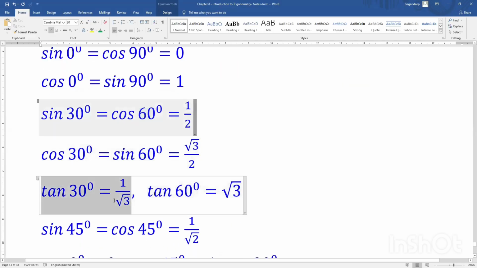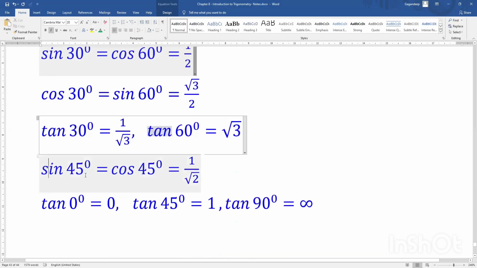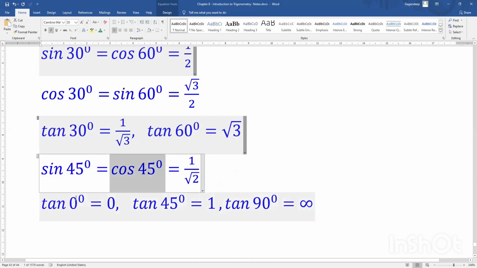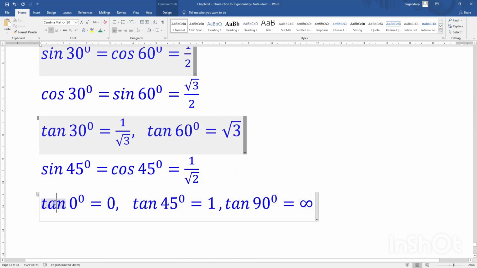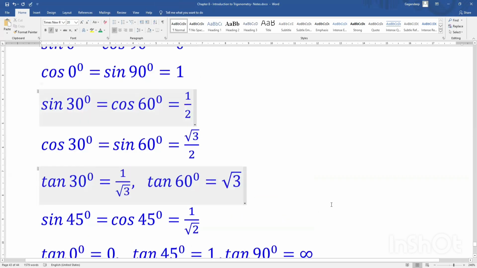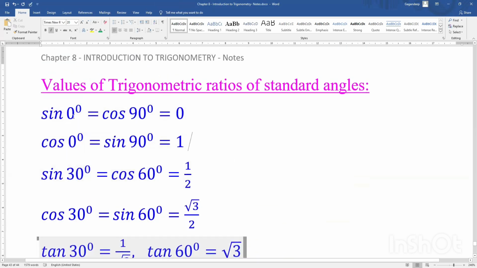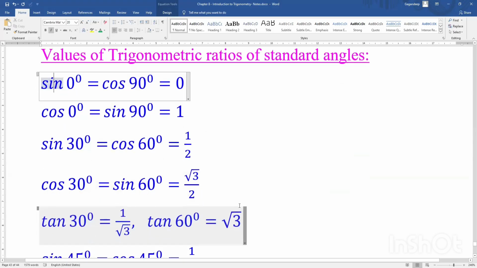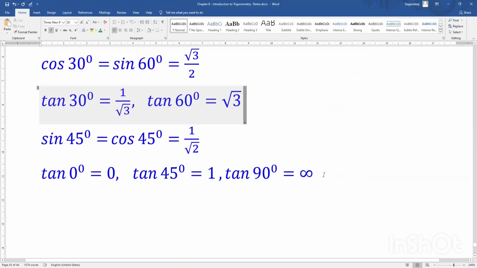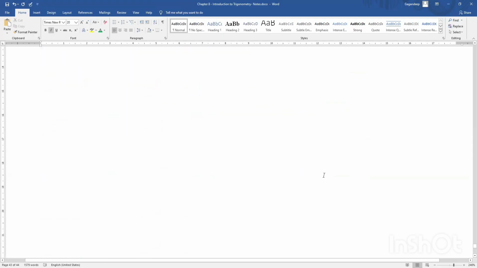Then we have tan 30 as 1 by root 3. Tan 60 is root 3. Sin 45 and cos 45, both of them will be equal to 1 by root 2. And then we have tan 0 is 0, tan 45 is 1, and tan 90 is infinity. If you remember it this way, it would be better: sin, cos, cos, sin. You just see the pattern, how it goes, and in that way you can remember the formulas.